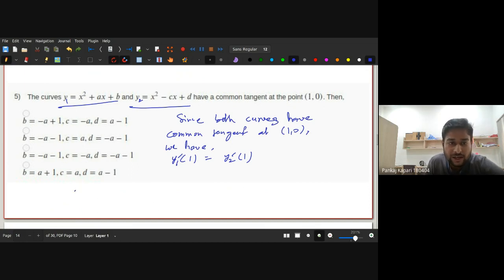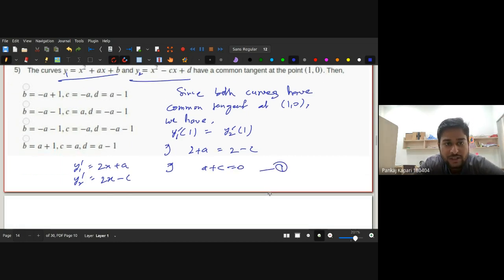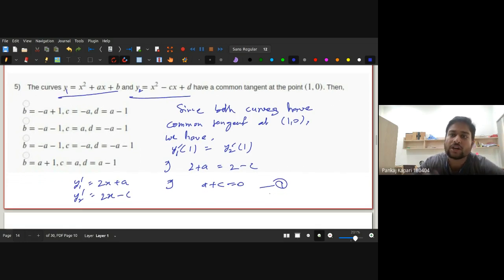Now what is the derivative of y1 at x equal to 1? You can find that the derivative of y1 is just 2x plus a, and the derivative of y2 is 2x minus c. So this will imply that 2 plus a is the same as 2 minus c. This says that a plus c is 0. So this is the first equation of our relation.